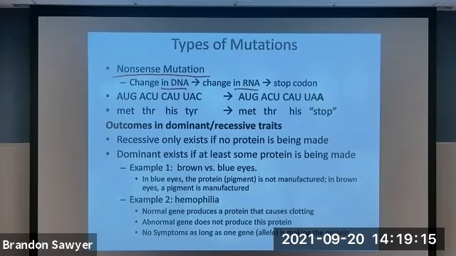Which is the case with certain things like brown eyes versus blue eyes, with hemophilia. Both of those are examples of things where we just don't make that protein that we're supposed to make. And so obviously the brown eyes, blue eyes one doesn't hurt us, but hemophilia obviously does, because we have certain clotting proteins that just aren't in our blood anymore.